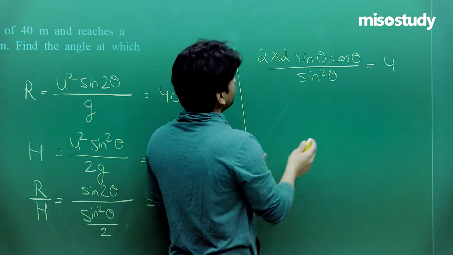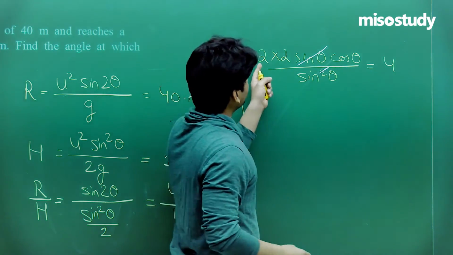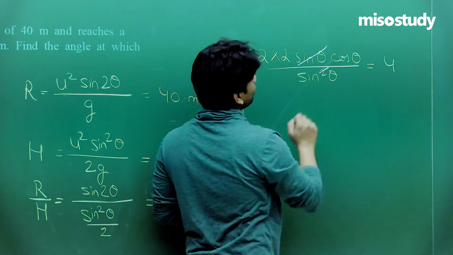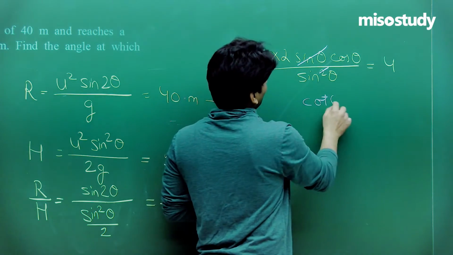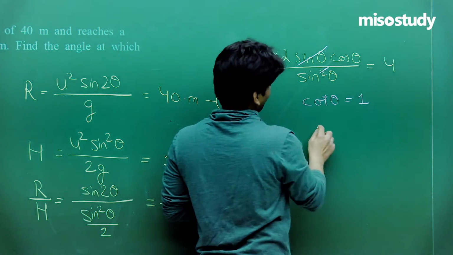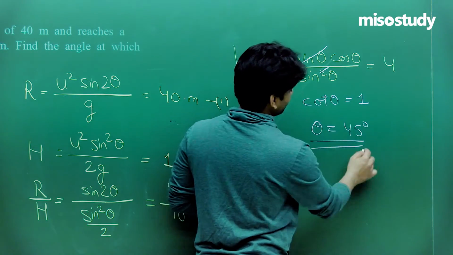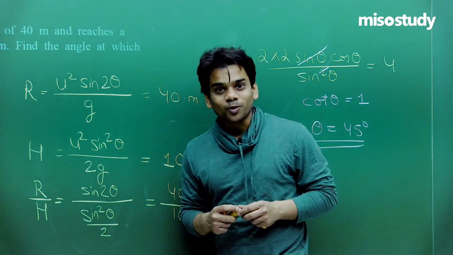Let's go ahead. Sine theta and sine square theta will be cancelled out. Now see, 2 into 2 is 4, and 4 by 4 will give you 1. So you will be having cos theta by sine theta, that is equal to cot theta. Cot theta is equal to 1, or theta is equal to 45 degree. So we got the angle with which you would have projected your projectile.